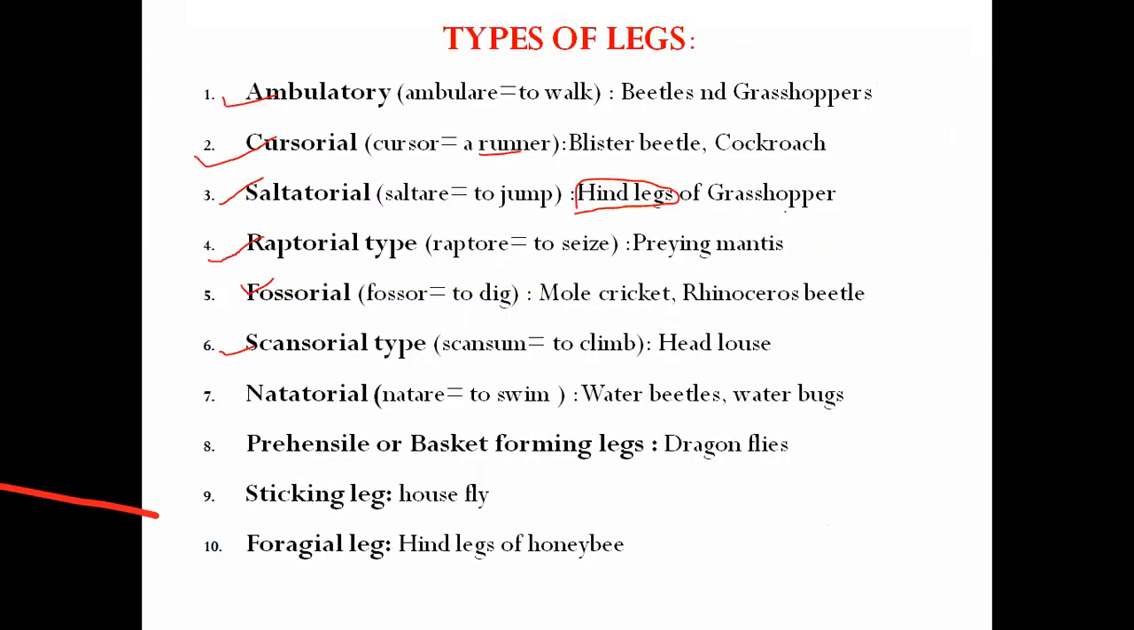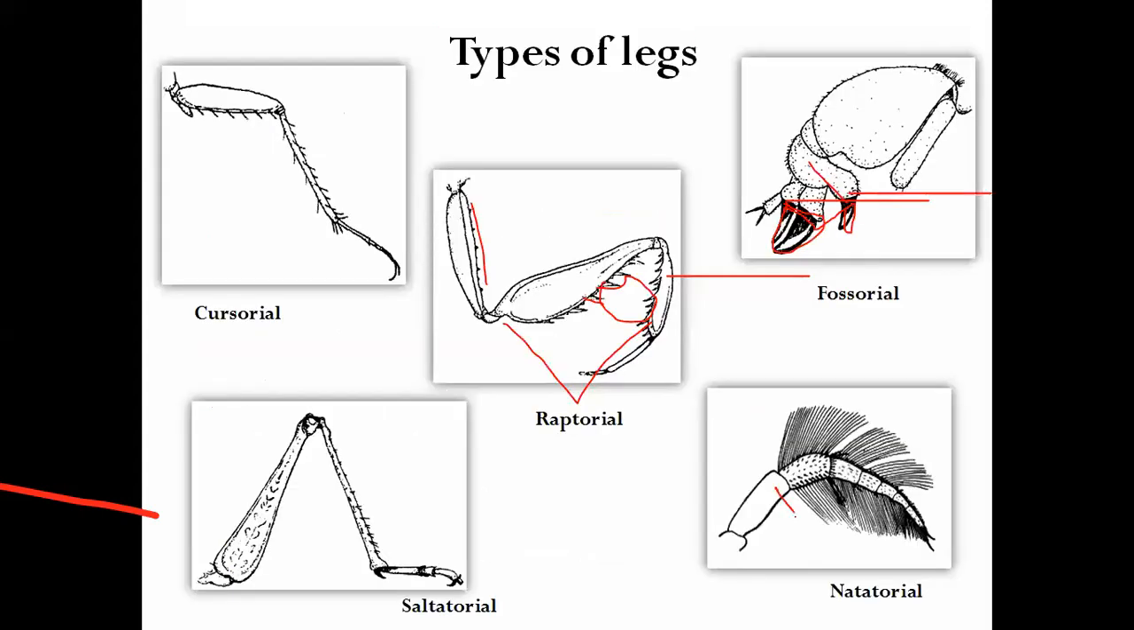Now the next one, natatorial. Natatorial means to swim. Examples are water beetles, water bugs, that is called swimming type of legs. This is one swimming type of legs. How is the swimming type of legs in water bugs and water beetles of insects? The legs are flattened. These legs are flattened and develop numerous long hair-like structures on both sides of the legs.